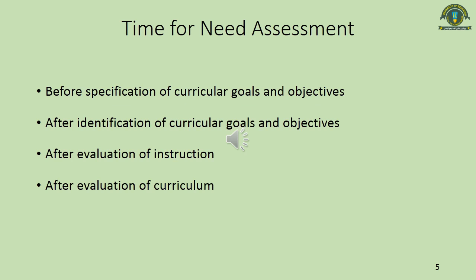Then you can perform this task after the identification of curricular goals and objectives, where you are going to set the curricular goals and objectives. Then you can do this task after the evaluation of instruction, and this task can also be done after the evaluation of the curriculum, in which you have identified the weaknesses of the curriculum and you can determine the effectiveness of the curriculum and the areas which need improvement.